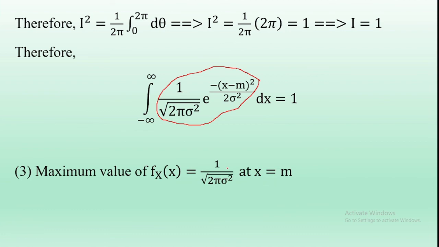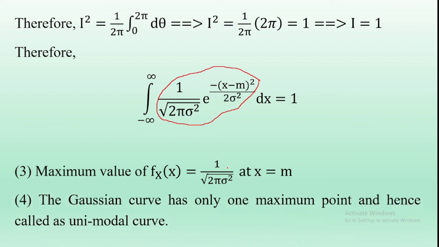In the concept of the Gaussian distribution, this is already explained. And the fourth property is the Gaussian curve has only one maximum point and hence is called a unimodal curve. These are some important properties of the Gaussian density function.